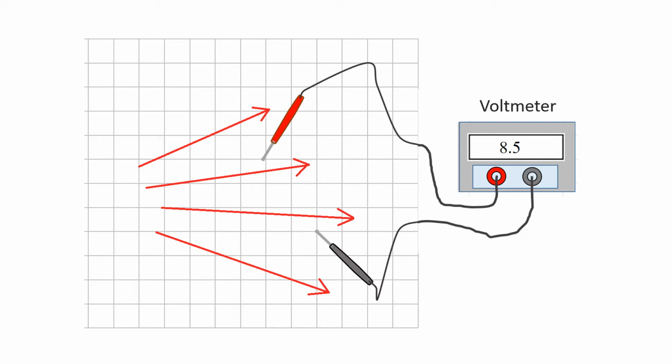So that means the red probe did not find a point that is on the same equipotential as the black probe. So when we do this, we'll move the red probe around systematically until we find 0 volts. And once we find 0 volts, then we know that the point where the tip of the red probe is located is part of the equipotential that includes the tip of the black probe.